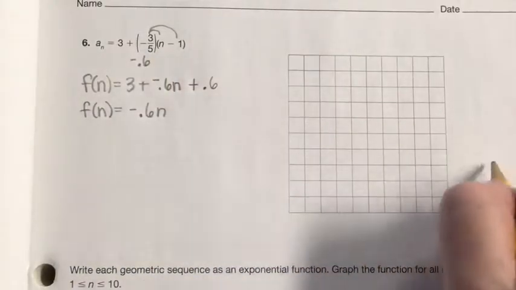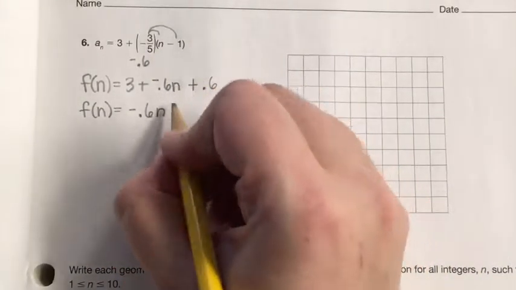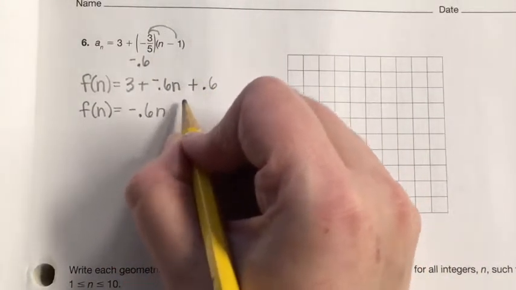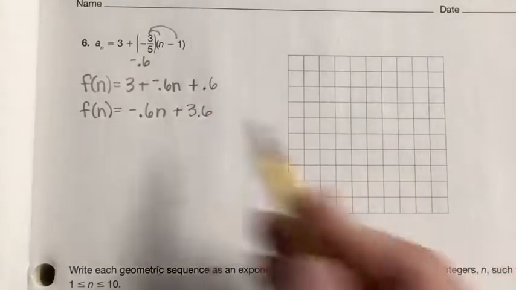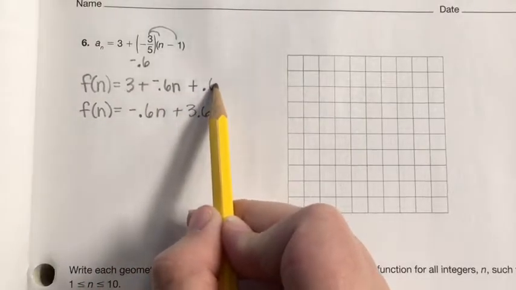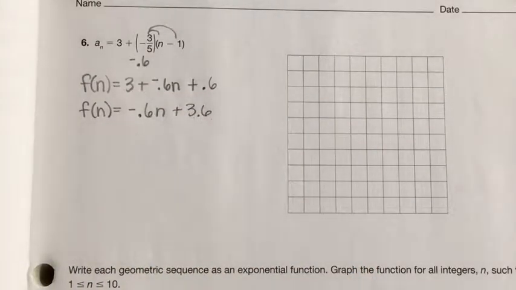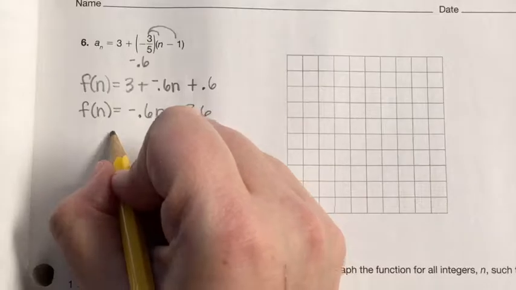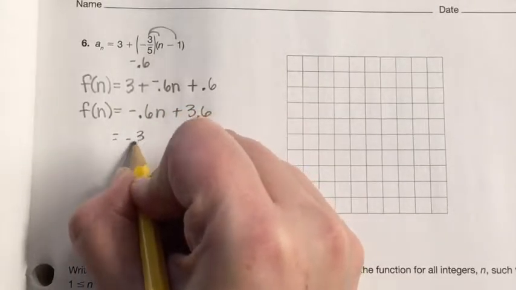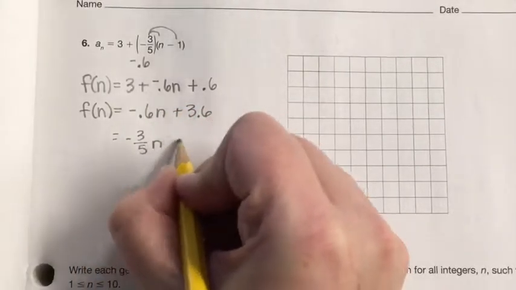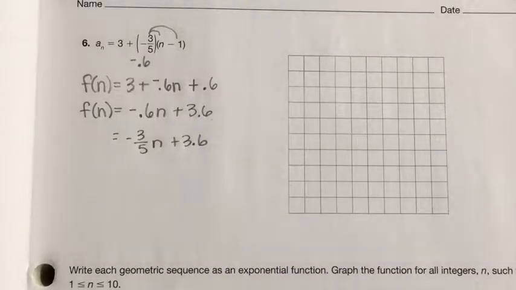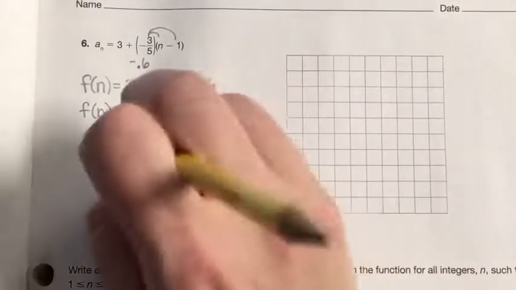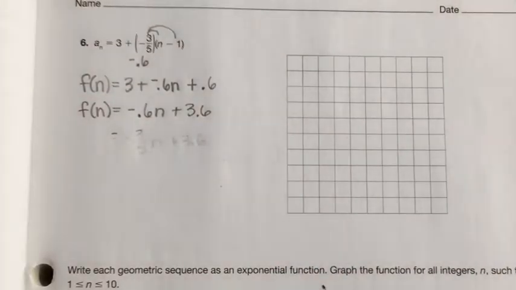All right, so it's going to be negative 0.6 n, which we actually might want to switch back to a fraction for the sake of graphing, because it makes it pretty easy. And then plus 3.6, right? Because 3 plus 0.6 is 3.6. Okay, and then I'm going to change it back to negative 3/5 n, and I'm still going to keep it 3.6 because it's easier for my brain. Or actually, you know what? I'm going to leave it like it is. Sorry, changed my mind. I should go back and edit.